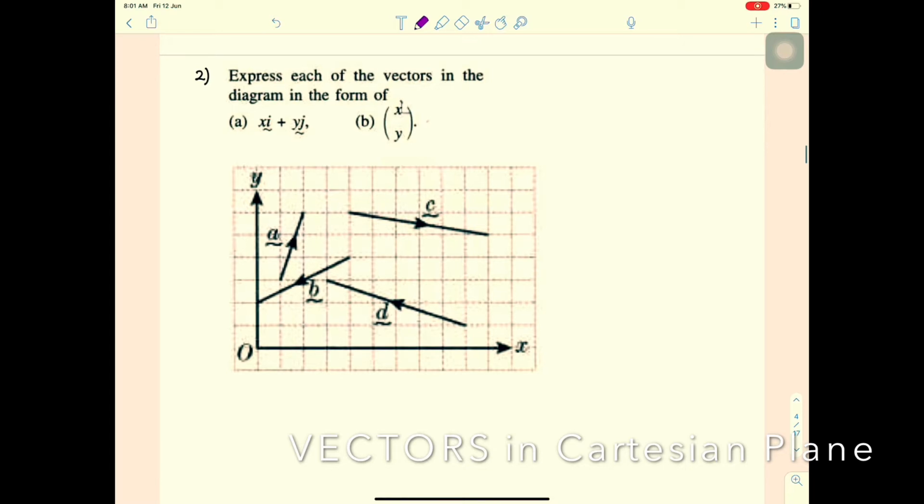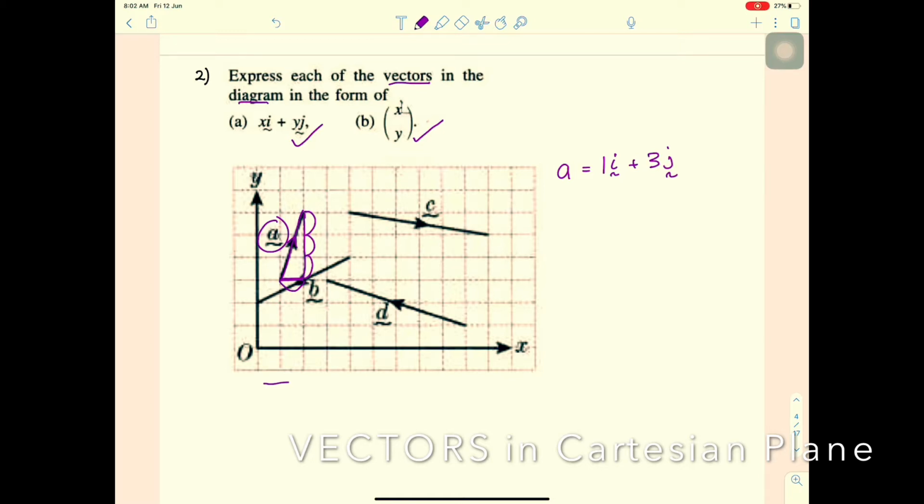Second example: express each vector in the diagram in ij form and matrix form. Let's look at A. This is vector A. How many units in the x-axis? 1 unit, so 1i. And the second one, 1, 2, 3, so plus 3j.